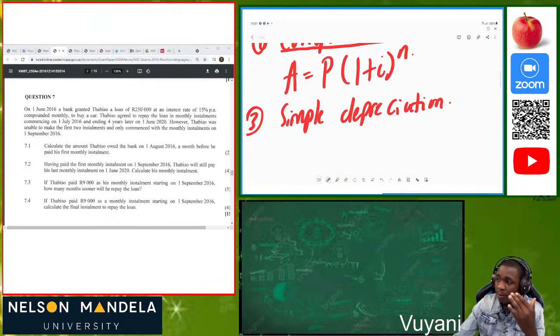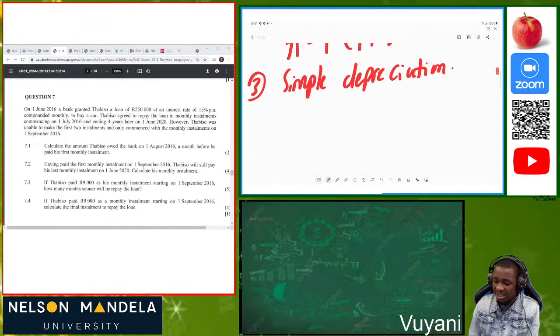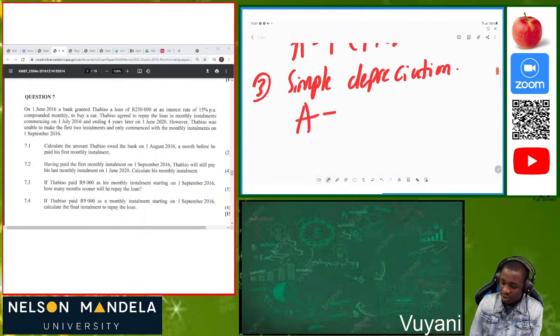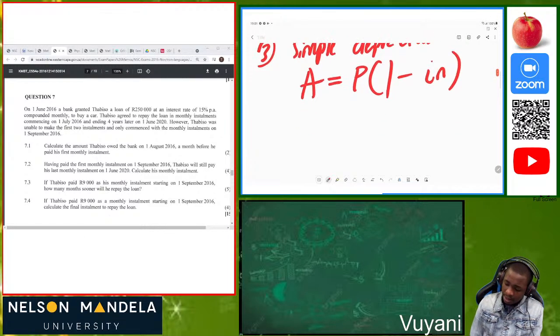So now let's move forward and write the formula of simple depreciation. As we say that we have simple interest, we're going to have our simple depreciation to be A is equal to P(1 minus i n). Now the difference is that it's 1 minus i n.